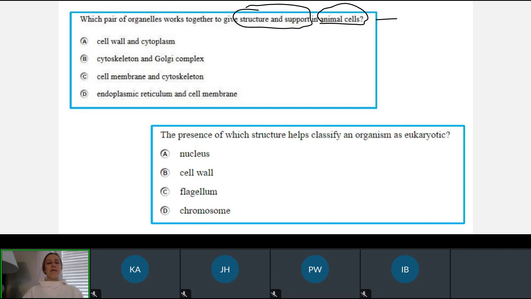So the answer is going to be cell membrane, right? Because that's going to be kind of like our outside exterior, and cytoskeleton. We didn't talk a bunch about the cytoskeleton, but what the cytoskeleton is, it's like a bunch of little microtubules that kind of look like bones that help give your cell almost like a dome. Have you seen one of those travel domes?